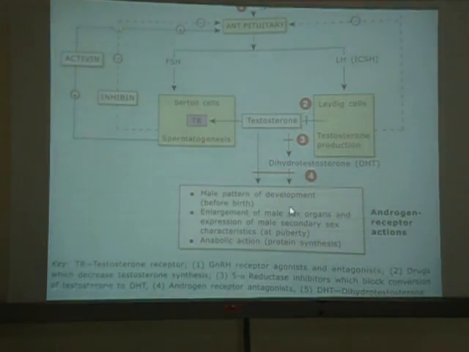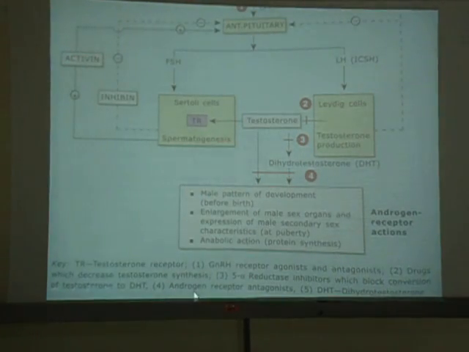Second is by the drugs which decrease the testosterone synthesis. Here they can act on the Leydig cells. They can block their production by inhibiting the primary enzyme which is acting on this cholesterol. That is the rate limiting step, that is desmolase enzyme. Then we have the inhibition of conversion of testosterone to dihydrotestosterone, that is by the 5-alpha reductase inhibitors which block the conversion of testosterone to dihydrotestosterone.